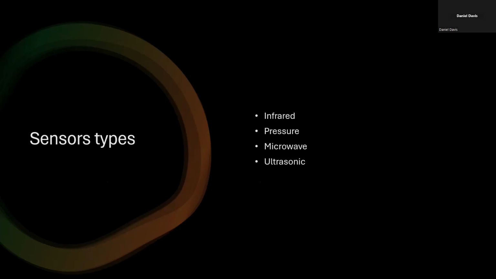Here are some key types of sensors that you may encounter: infrared sensors, pressure sensors, microwave sensors, and ultrasonic sensors. Infrared sensors detect changes in infrared radiation. Pressure sensors sense change in pressure. Microwave sensors detect emitted microwave changes. Ultrasonic sensors are pretty good for proximity detection.